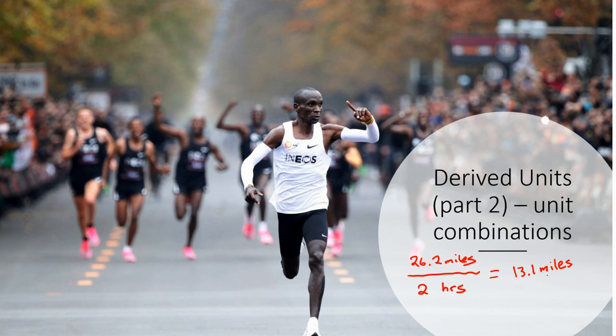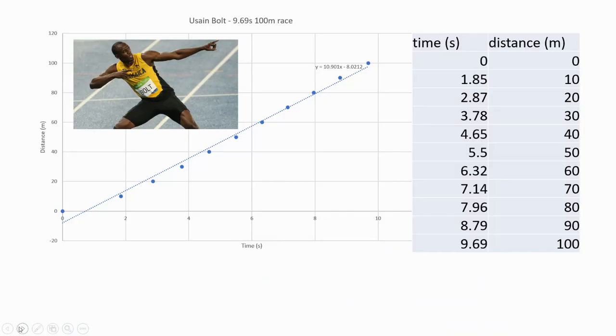Now, that combination of miles per hour or miles over hour is a derived unit. It's the derived unit for speed, distance over time. It's just not an SI unit. So let's use a similar combination, but this time using our SI units instead.